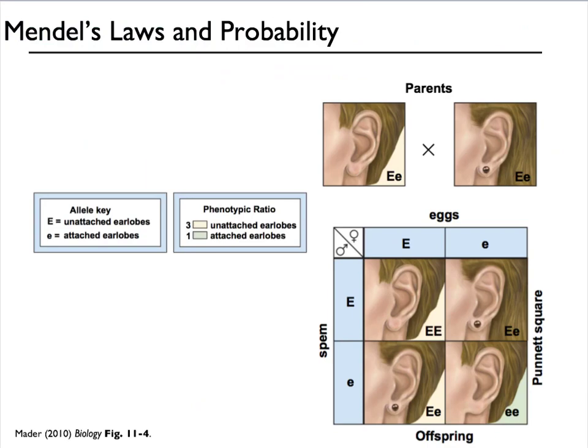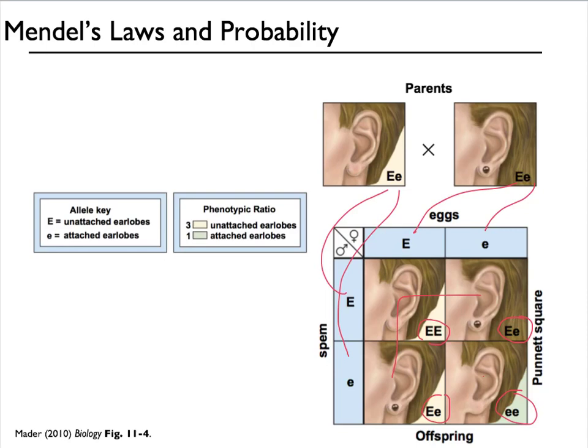When we look at the cross in a monohybrid cross, we would have each parent contributing 1 big E and 1 little e in the eggs and the sperm, and so you can see the resulting progeny would have 1/4 chance of being big E, big E, 1/4 chance big E, little e, 1/4 chance big E, little e here, and then 1/4 chance of being little e, little e. So 3 individuals will have unattached earlobes to 1 individual with attached earlobes.